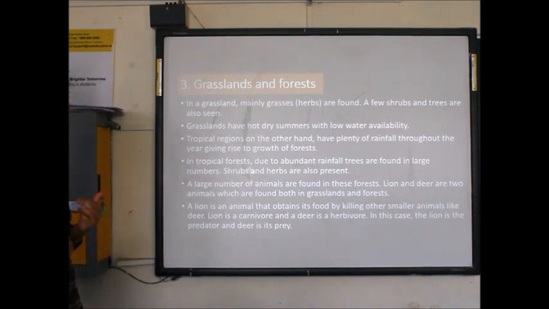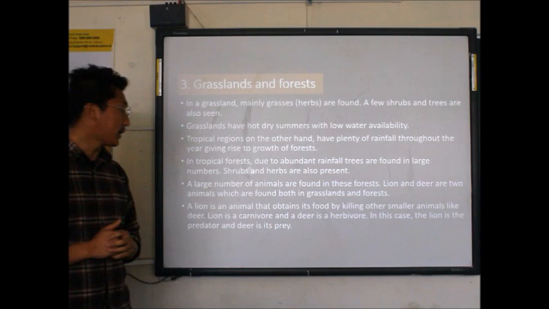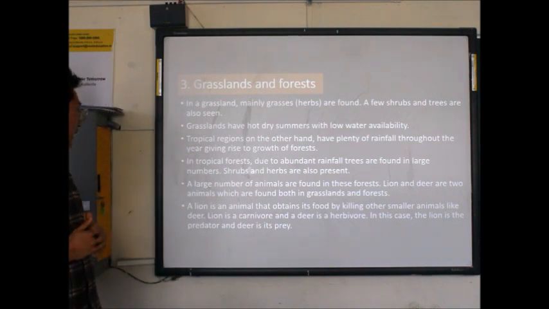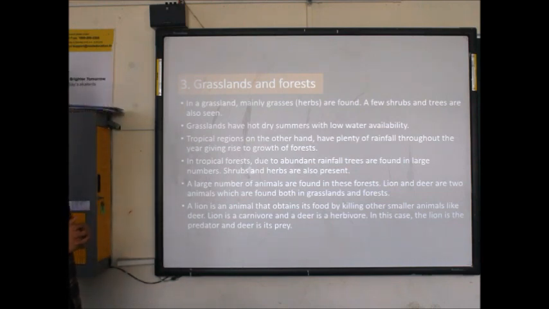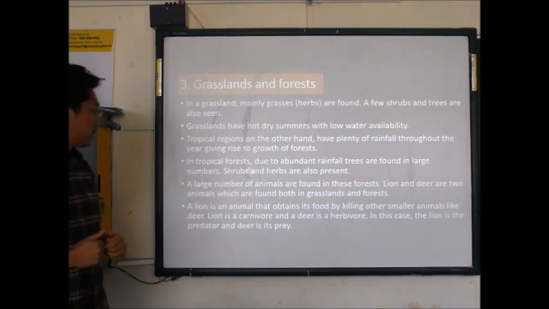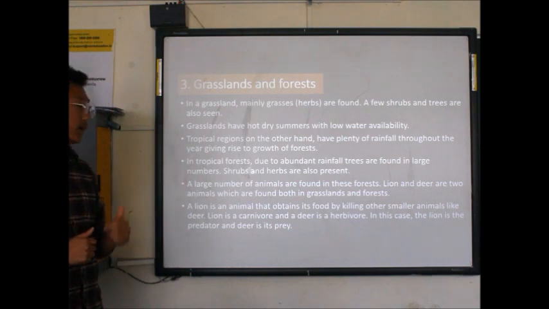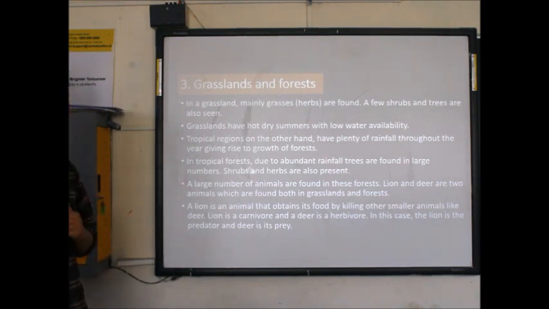A lion is an animal that obtains its food by killing other smaller animals like deer. So a lion will kill small animals for its food. Lion is a carnivore and deer is a herbivore. So we know that lion is a carnivore and deer is herbivore.